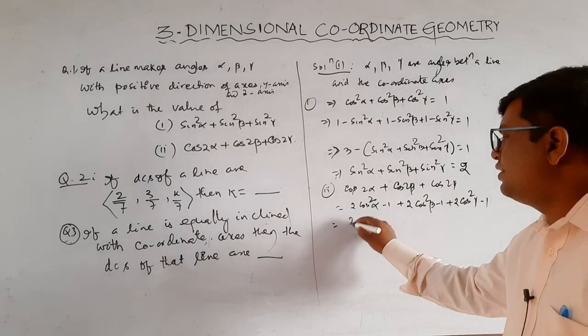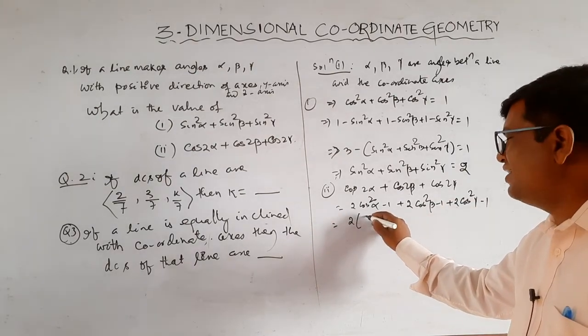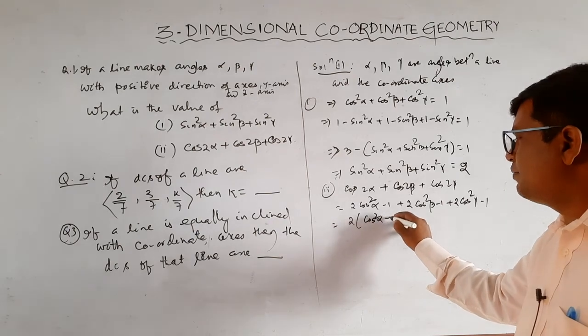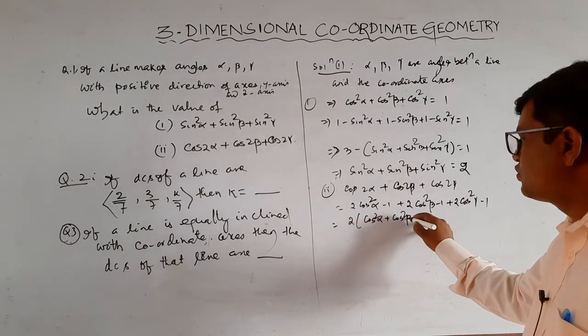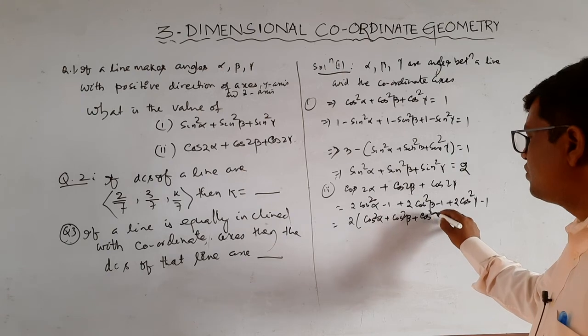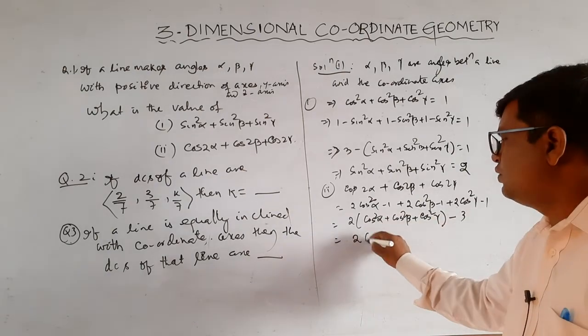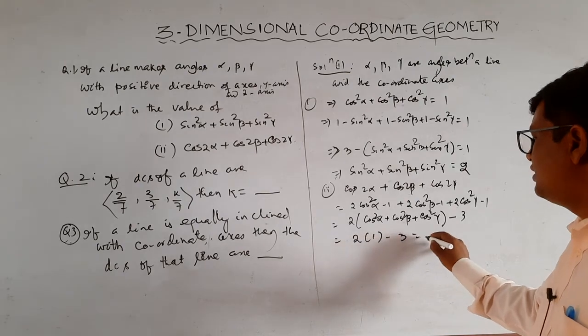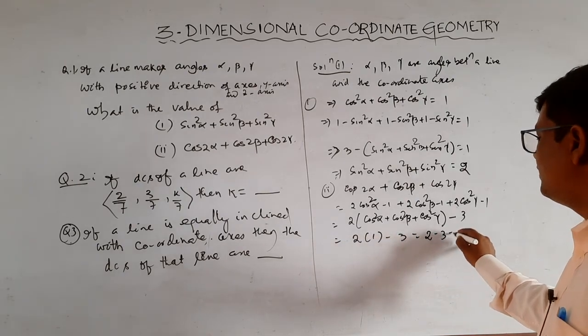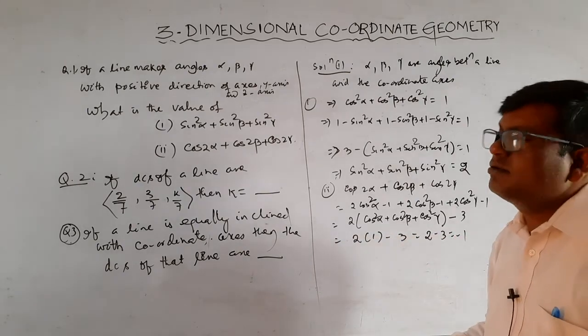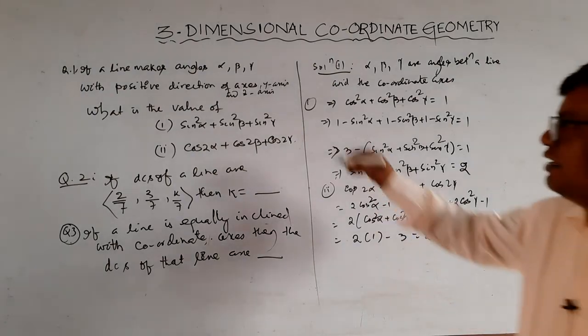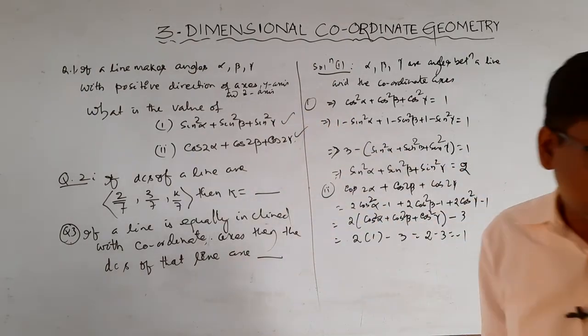So 2 common here, that is cos square alpha plus cos square beta plus cos square gamma, minus 3. So this is equal to 2 into 1 minus 3, that is 2 minus 3, which is equal to minus 1. So question number 1 is over, the first bit and second bit both are completed.